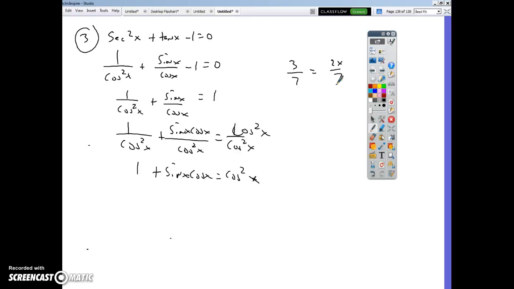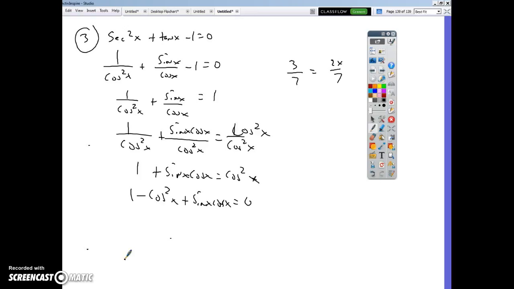This problem's a long ways from done still. Okay, so now I've got squareds, everything inside of cosine. I need to get ready to factor this thing, right? That means I have to set it equal to 0, right? Yeah, minus cosine squared x. So 1 minus cosine squared x plus sine x cosine x equals 0, right?